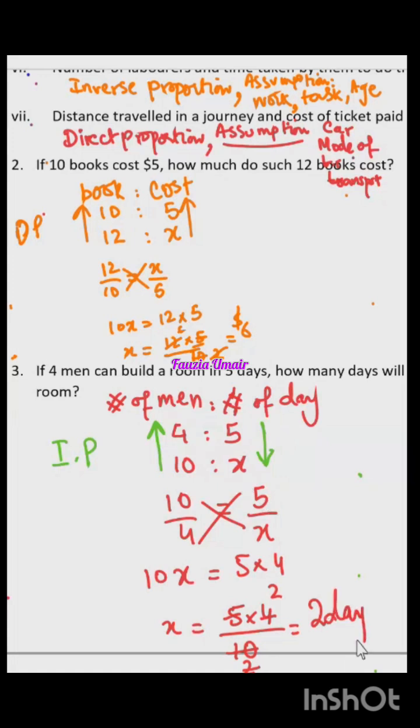Days. 2 days. And now you can quickly check whether your answer is sensible. Is your answer making sense or not? If 4 men were making a room in 5 days, now you have increased the labor to 10. Now 10 people are working on the same room. So definitely they will take fewer days, and the answer is 2 days. So that is a sensible answer.